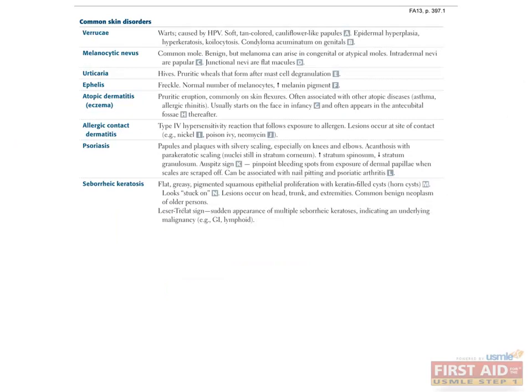Now we're going to discuss 5 different classes of skin disorders, the first of which is just the common ones you may see. Then there are disorders of pigmentation, infectious disorders, blistering disorders, and finally some miscellaneous disorders. Let's start with the common disorders.